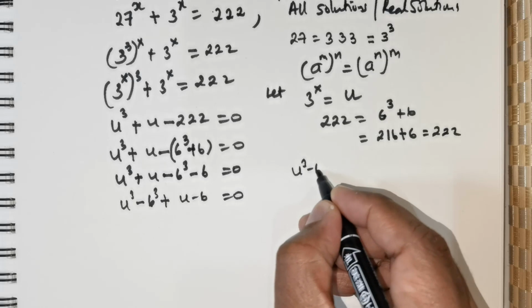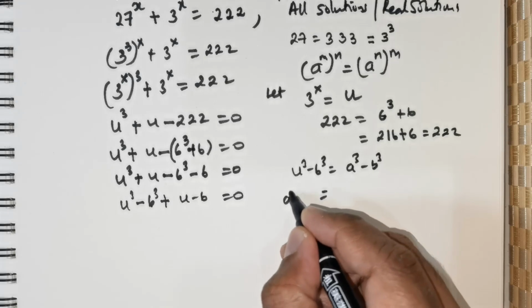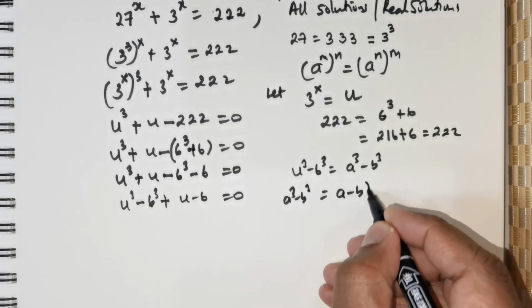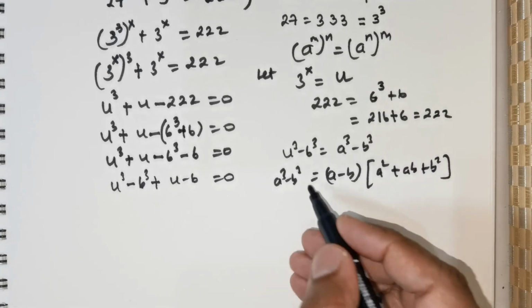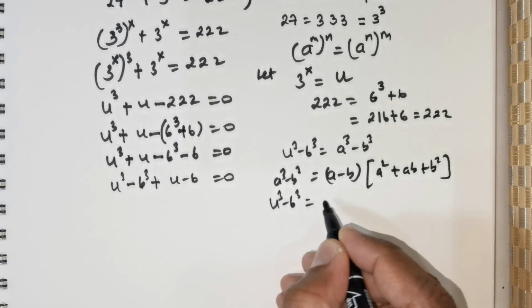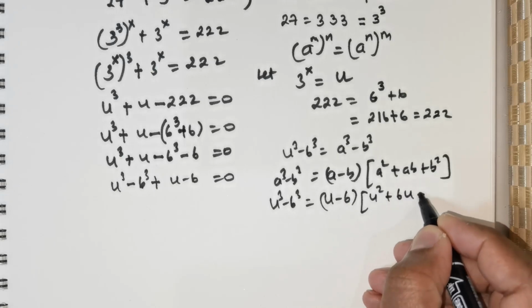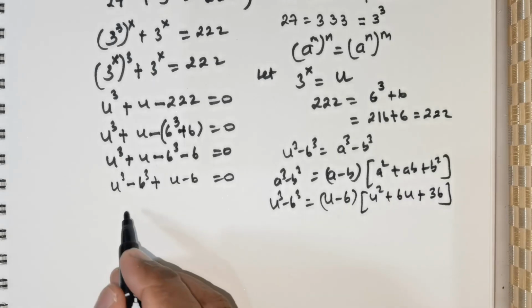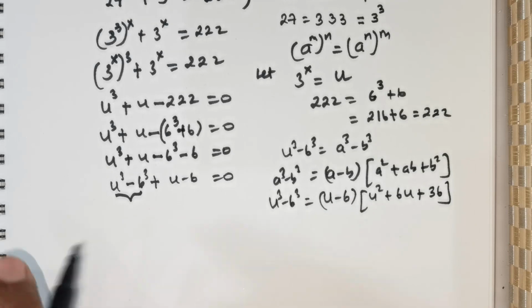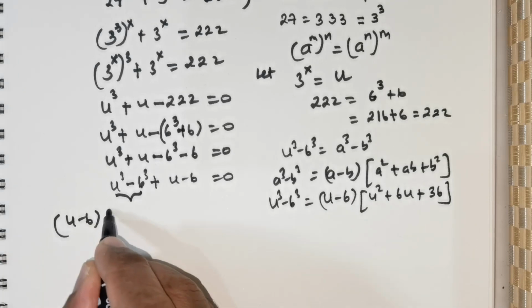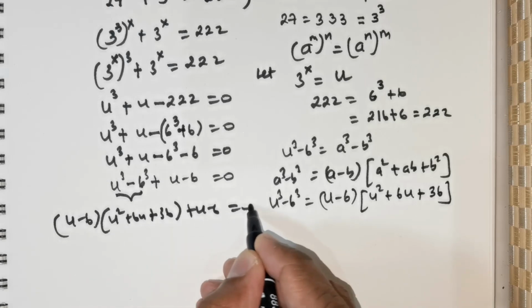Now u cubed minus 6 cubed is of the form a cubed minus b cubed. Now a cubed minus b cubed is nothing but a minus b times a squared plus ab plus b squared. So utilizing this formula, u cubed minus 6 cubed is going to be u minus 6 times u squared plus 6 times u plus 6 squared, that's going to be 36. So I can very well utilize this formula in place of u cubed minus 6 cubed. So this is going to be u minus 6 times u squared plus 6 times u plus 36, plus u minus 6 is equal to 0.